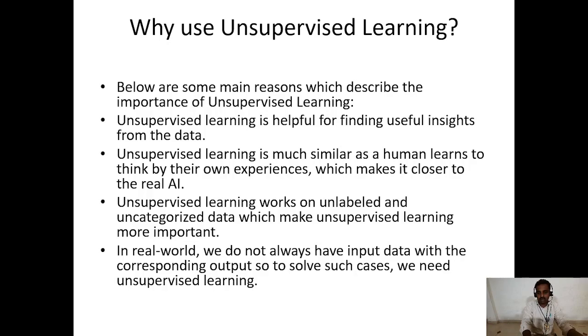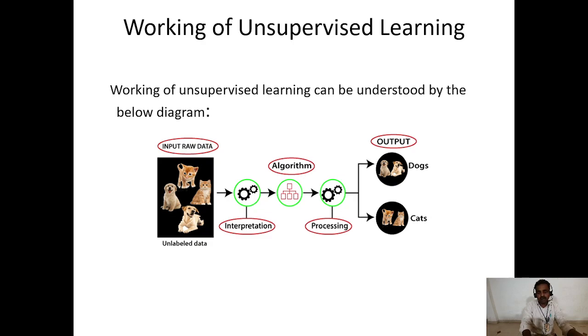Unsupervised learning works on unlabeled data and uncategorized data, which makes unsupervised learning more important. In the real world, you do not always have input data with the corresponding output. So to solve such cases, you need unsupervised learning. Then what is the working of unsupervised learning? Here, the working of unsupervised learning can be understood by the following diagram.